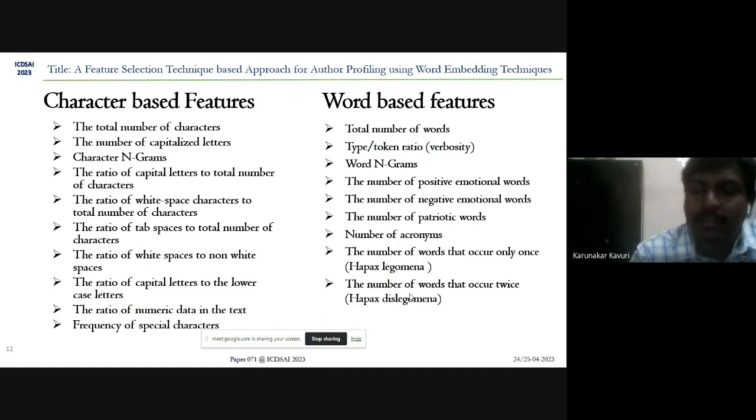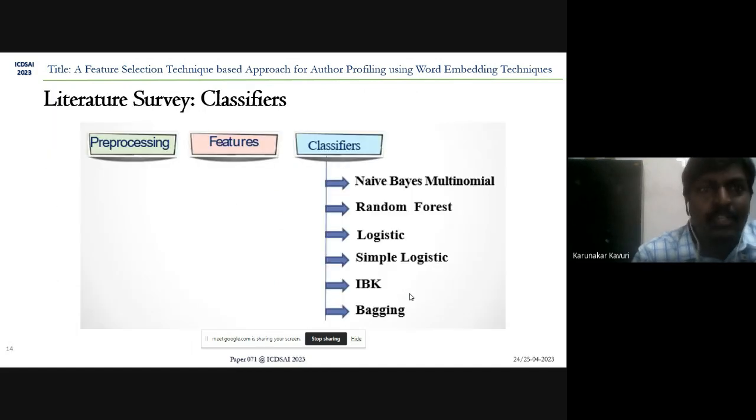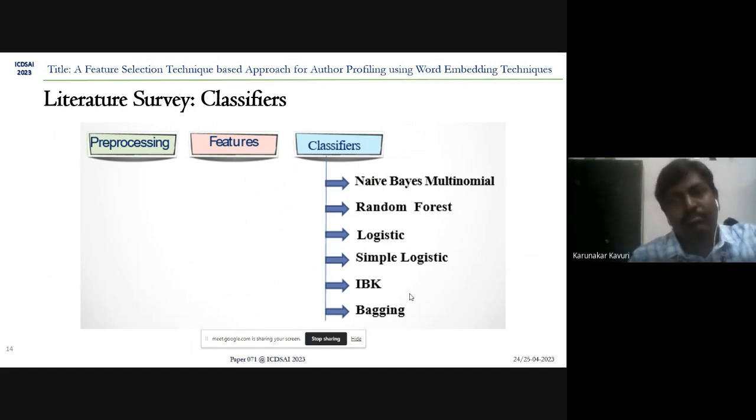These are all the information to analyze the text. So syntactic features, textual features, all those things are there. Later on, same classification techniques: Naive Bayes model, random forest, logistic regression, and SVM. So many are there. I am experimenting with the SVM and the random forest.